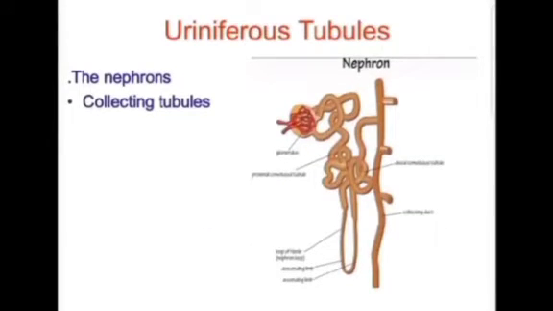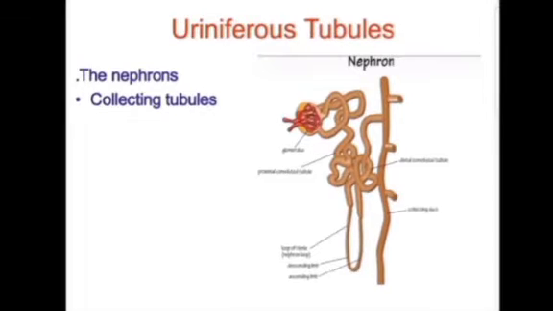What about the uriniferous tubules? Each uriniferous tubule comprises of two parts which form a continuous passage, although they have different developmental origin. The uriniferous tubule comprises of the nephrons and the collecting tubules. The nephron, which is 30 to 40 millimeter long, is responsible for the production of urine.